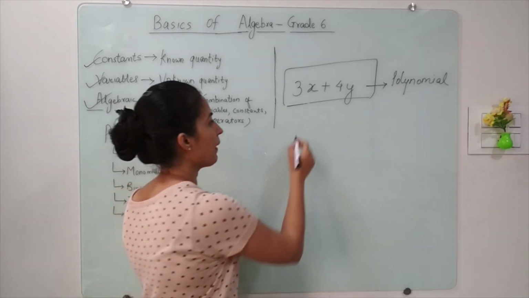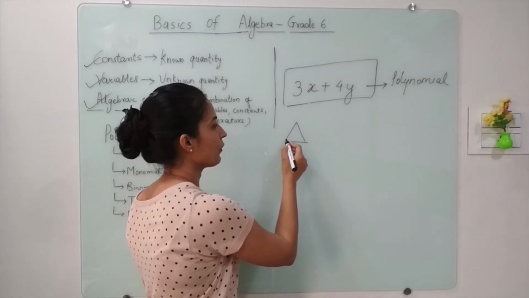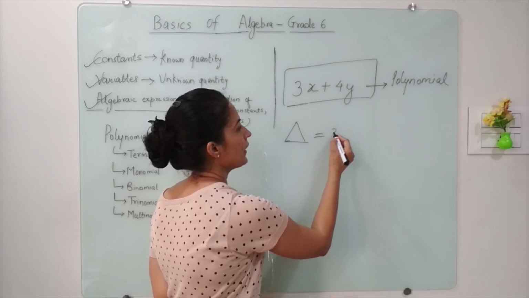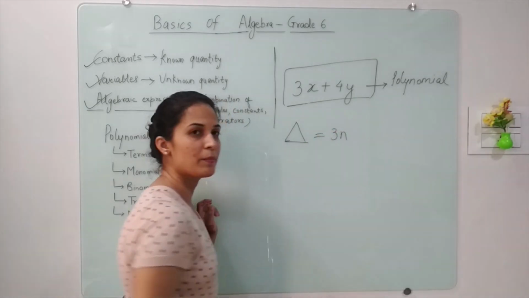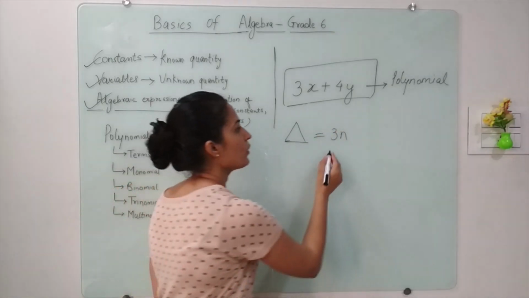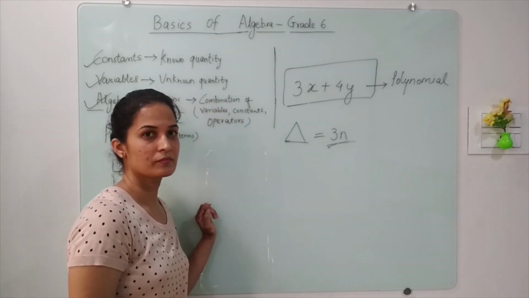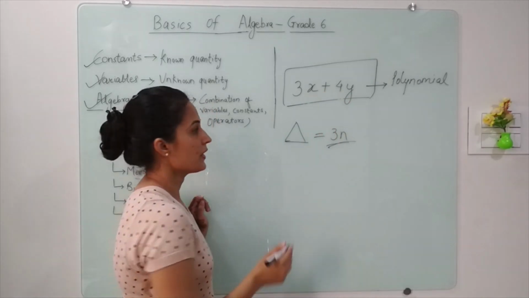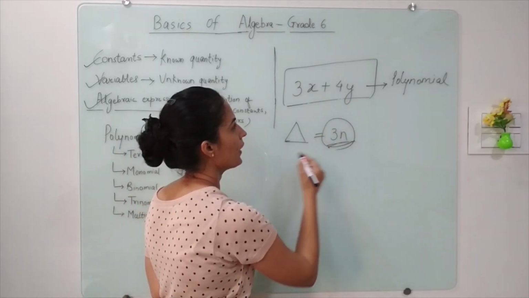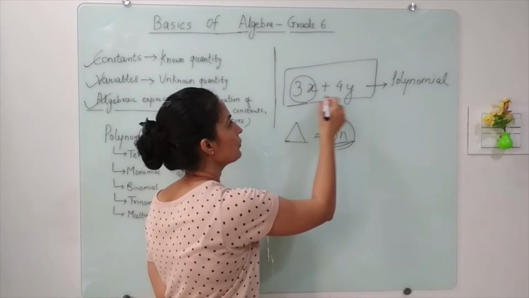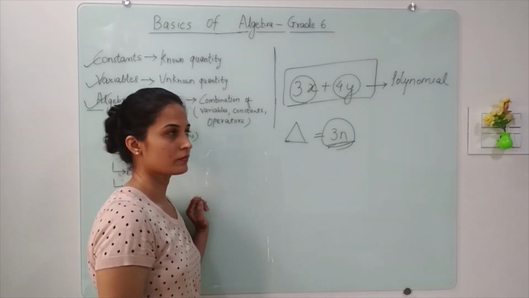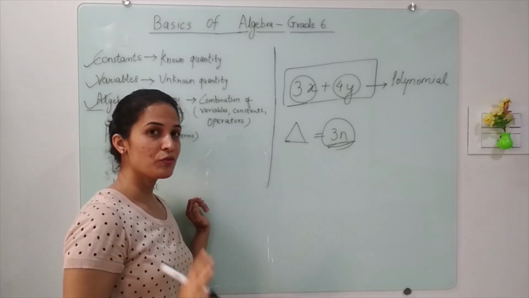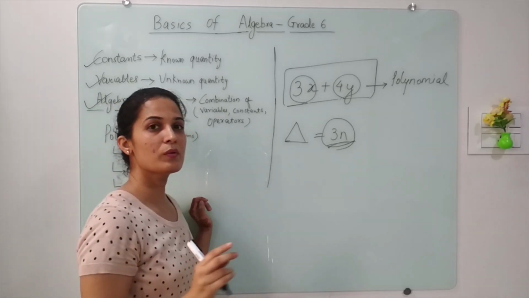Initially, when we have seen the patterns, we saw the example of number of straight lines required to form n number of triangles. The algebraic expression was 3 multiplied by n. This is also a polynomial. Now, if you see the difference between this and this, this is having one term, this is having two terms. Please listen carefully. What I am going to explain here is, I am using the word term.